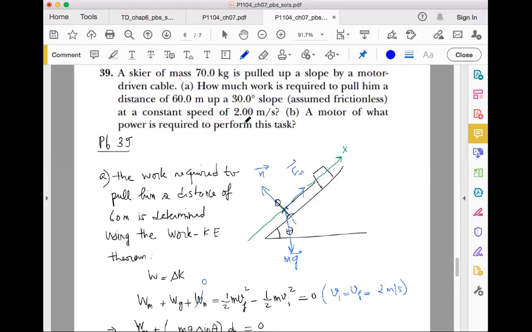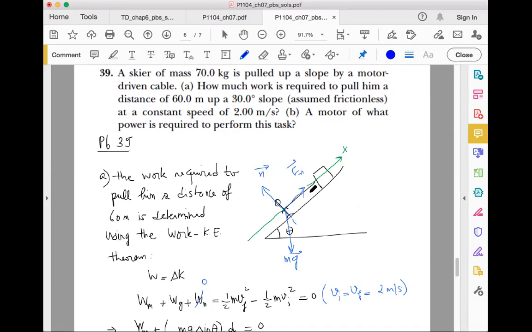In this final problem, we have a skier of mass 70 kilograms pulled up a slope by a motor-driven cable. The question is, how much work is required to pull him a distance of 60 meters up a 30-degree slope, as you can see in this figure, which is assumed to be frictionless, at a constant speed of 2 meters per second? So this is the first question. And the second, what would be the power of a motor that is required to perform this task? So let's start with part A.